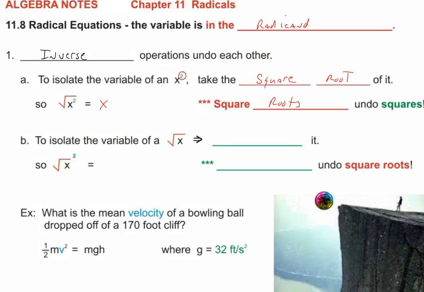What would it take to undo a cube? Cube root. What if you had something to the fourth power? How would you undo it? Fourth root, exactly, right? Because radicals and exponents undo each other.